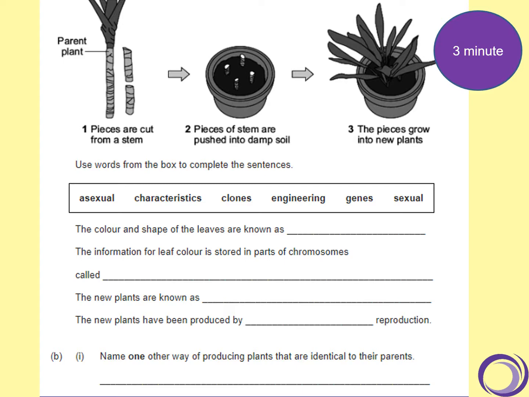So I'm not going to give you too much information at this stage, but I am going to give you 3 minutes. You should be choosing something from the box to complete the 4 sentences and then having a look at part B and seeing if you can come up with one other way of producing plants that are identical to their parents. So 5 marks for this question. Let's see what we can come up with. Time starts now.